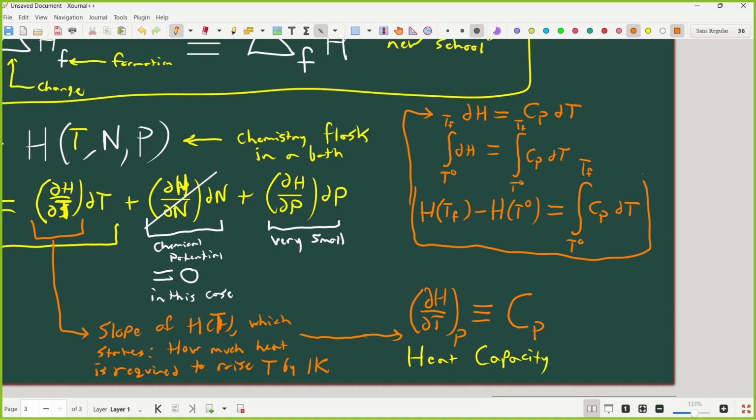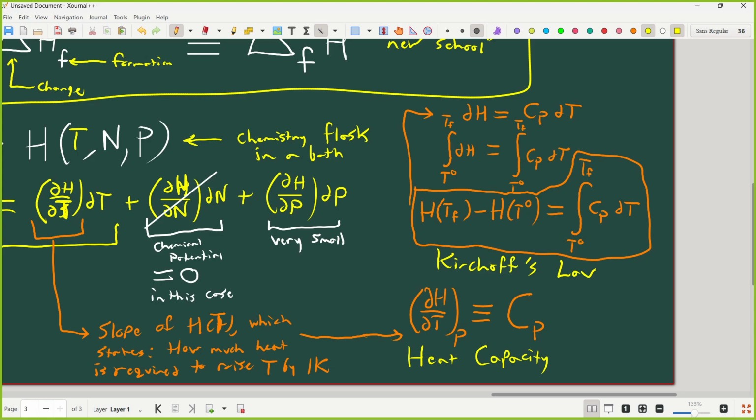All right, this is what's called Kirchhoff's law. If we want to measure, say, the enthalpy change, the heat change of vaporizing water at a temperature different than 298, we take the enthalpy of that vaporization at 298 and add to it the integral of the heat capacity of water, integrating that heat capacity dT.